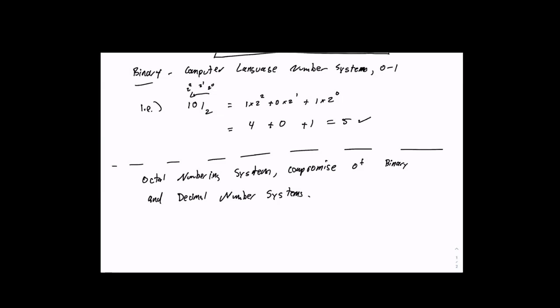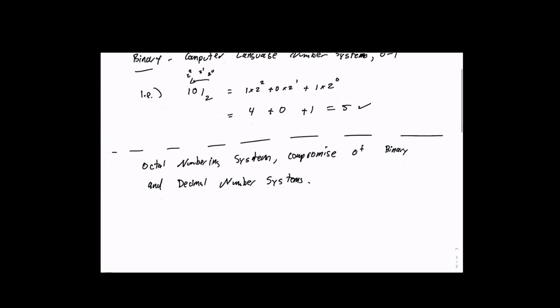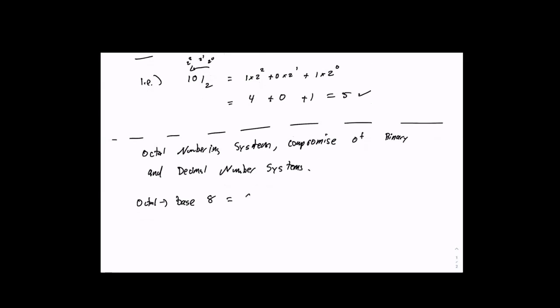But it's a compromise. Computers use 010101, which is very hard for us humans to track, and computers can't really keep track of a base 10 numbering system. But with octal, the number octal means what? 8. So it means base 8. And as you should know, 8 is the same thing as 2 cubed.